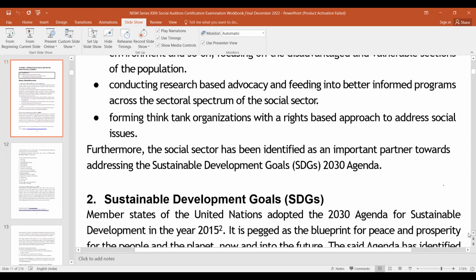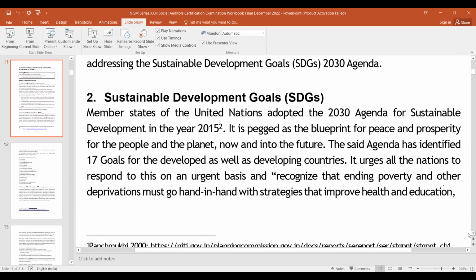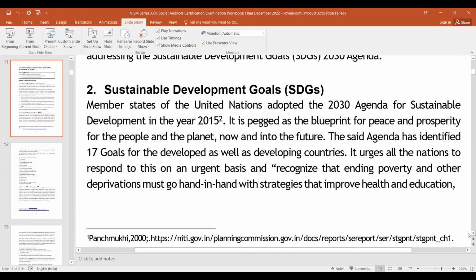Now let us see these sustainable development goals. The member states of the United Nations adopted the 2030 agenda. There are 17 sustainable development goals. They adopted the 2030 agenda for sustainable development in the year 2015. It is pegged as the blueprint for peace and prosperity for the people and the planet. The said agenda has identified 17 goals.